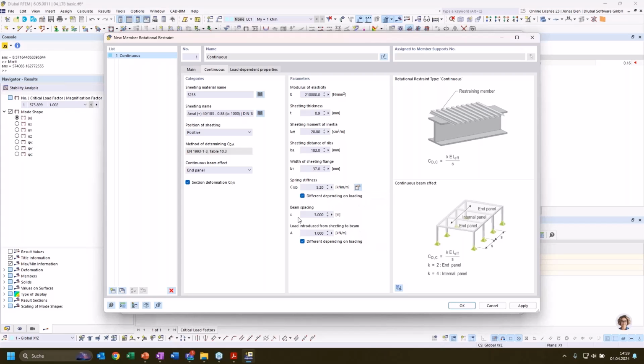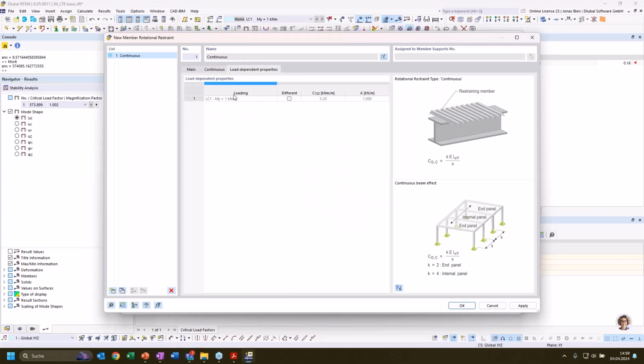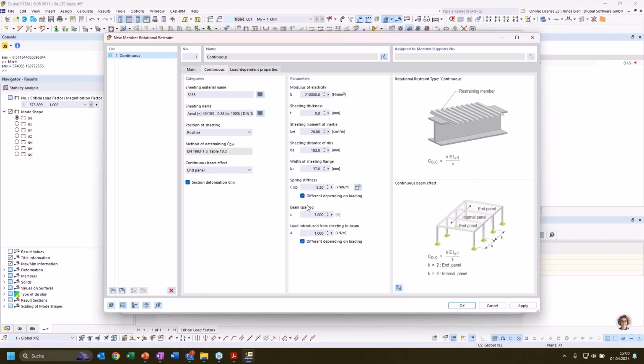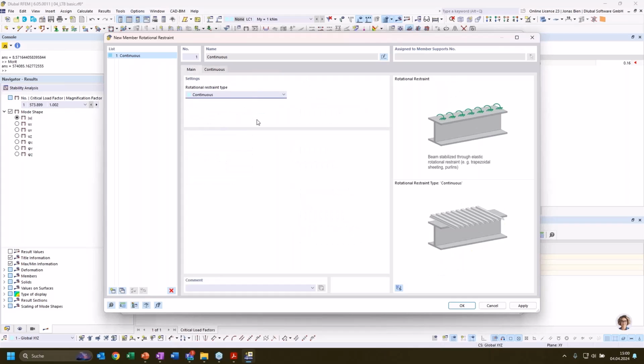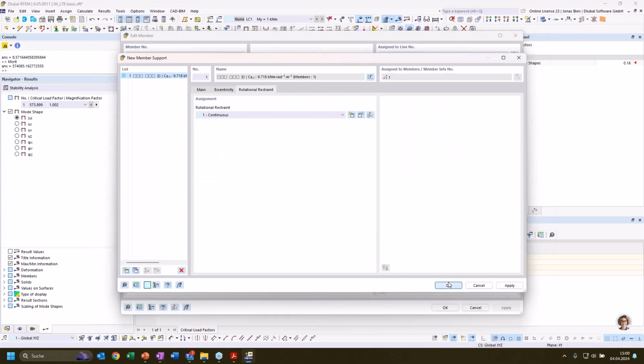So if we click these options here, if we had multiple load combinations that we would like to investigate, we could set different values for different load combinations. For example, distinguish between situations where we have suction on the roof and compression or pressure on the trapezoidal sheeting. We could take this into account by adding different values here in the table. This is also quite new, since a few months.